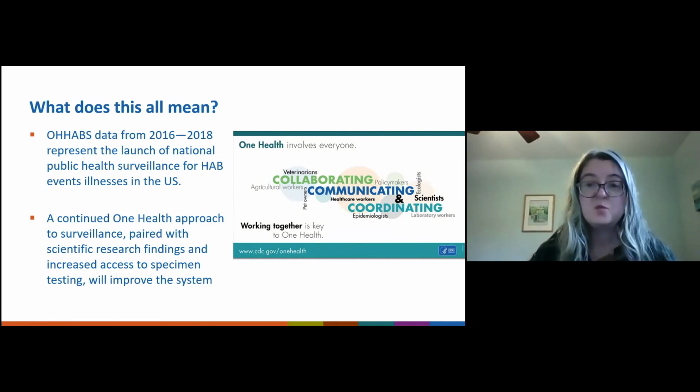Looking ahead, we're planning to increase use and access to OHHABS data, including more routine and timely releases of annual data summaries. We're also continuously focusing on efforts that will support adoption and reduce reporting burden. We want to strengthen and expand the One Health partnerships that are so critical to all steps in surveillance, from detection through reporting and use of the data for illness prevention. A continued One Health approach to surveillance, alongside developments in the field, and increased access to specimen testing will improve the system as a whole.